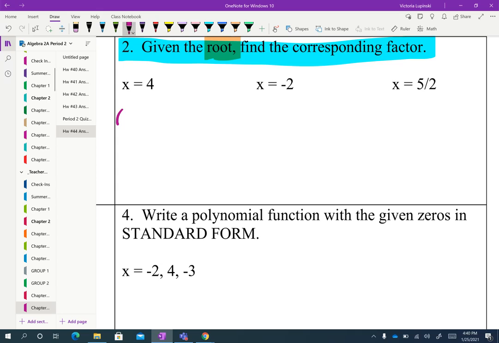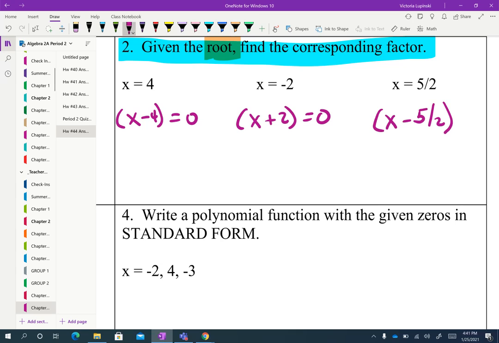So if +4 is a solution, then that means that x minus 4 would be a factor, and you have to set it equal to 0 because that's the only way that 4 would be the answer. If you had x equals +2, you would go ahead and say x plus 2, and again, that would be equal to 0. Then for x equals 5/2, if you use the same reasoning that you did for the previous ones, you would say that the factor was x minus 5/2.